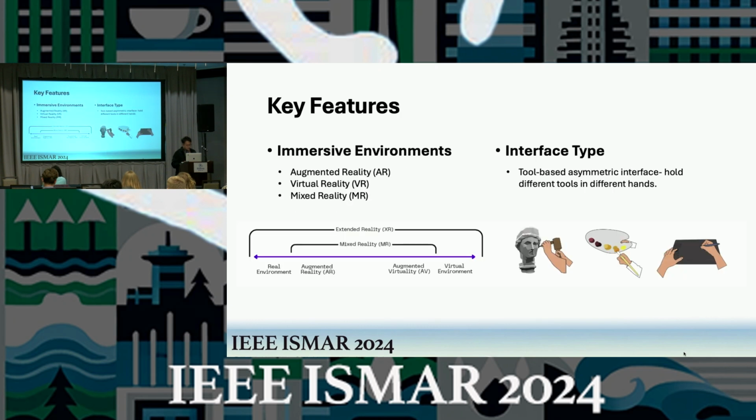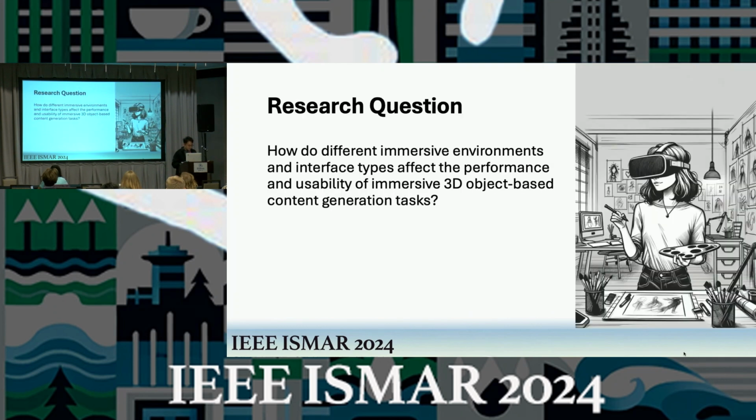So in this research, we mainly want to investigate two key features. One is the immersive environment, the other is the interface type. How do these features influence the drawing accuracy and user comfort, and do they have any interaction effect? This brings us to the research question: how do different immersive environments and interface types affect the performance and usability of immersive 3D object-based content generation tasks?